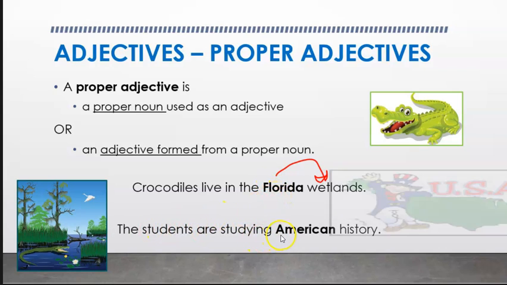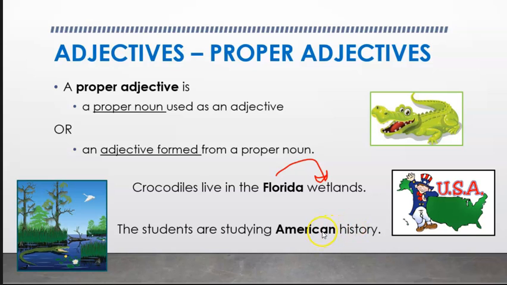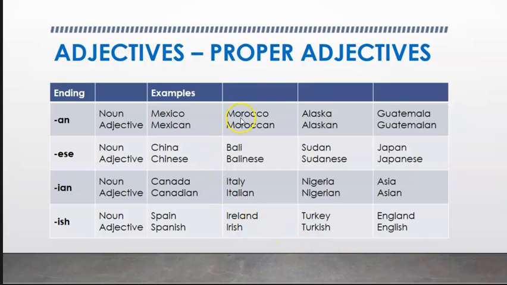The students are studying American history. In this case, American comes from the word America. It's a proper adjective. We still capitalize it because the word it is coming from, being formed from, is a proper noun. And it is describing history. So here's a chart. These are some proper adjectives formed from nouns.